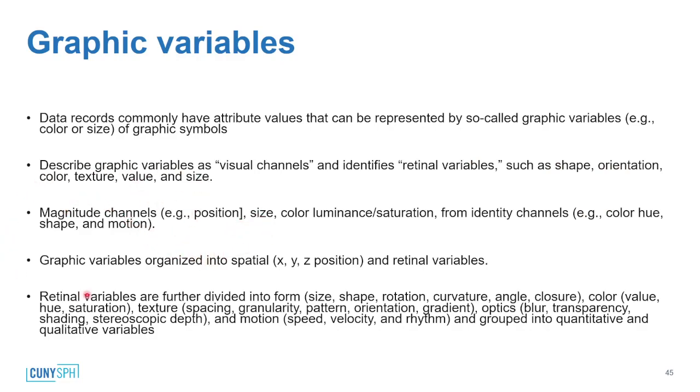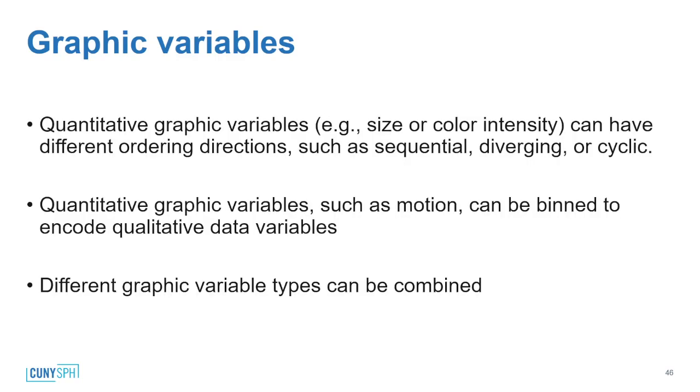We have also magnitude channels. We can organize them in the space and based on those retinal variables. And those retinal variables are divided in more detail. We can say that the quantitative graphic variables like size or color can have different ordinal directions. They can be sequential, they can be divergent, they can be cyclic.